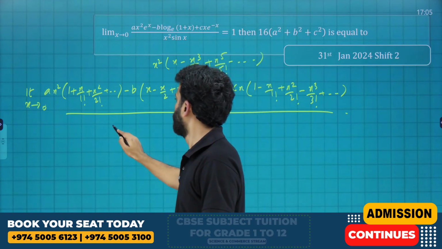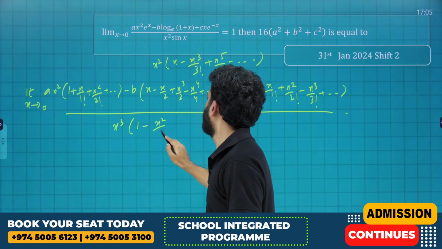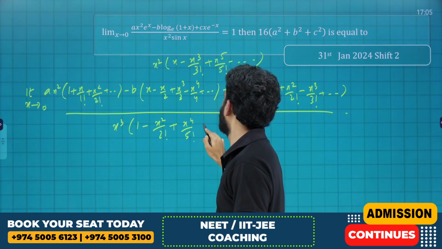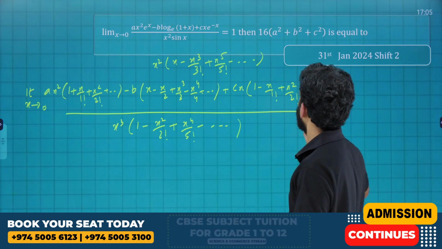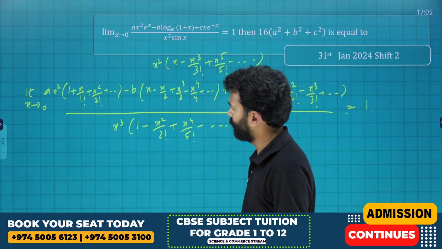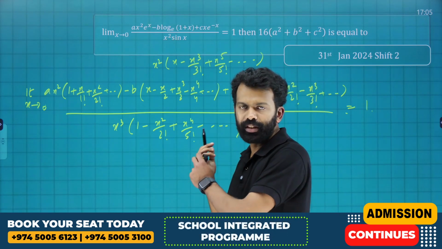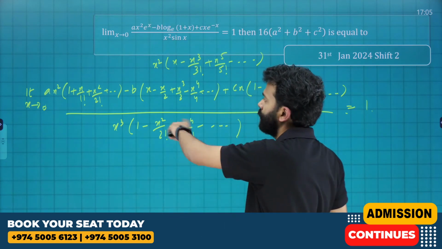Take x outside, it will be x cube into 1 minus x square by 2 factorial plus x raised to 4 by 5 factorial minus etc. And its value is equal to 1, right? A finite value like the previous question, exactly like the previous question. So what I'm going to do is, we need to assemble the terms which are independent of x, terms which are dependent on x square, x cube, x raised to 4 like that. We need to pack it here.